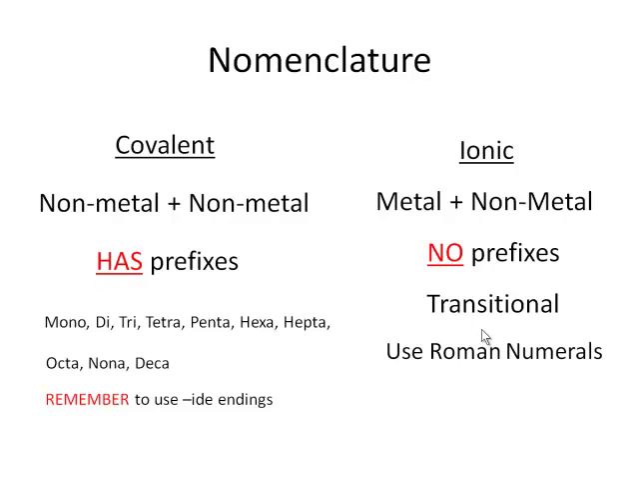Transitional metals are used in ionic compounds, and what this means is that you must always use Roman numerals. That means the stock system. So, for example, iron could have a +2 or a +3 charge, so you must use Roman numerals to specify what charge you are using. And just like covalent compounds, you must remember to use IDE endings. Let's go into a few examples.